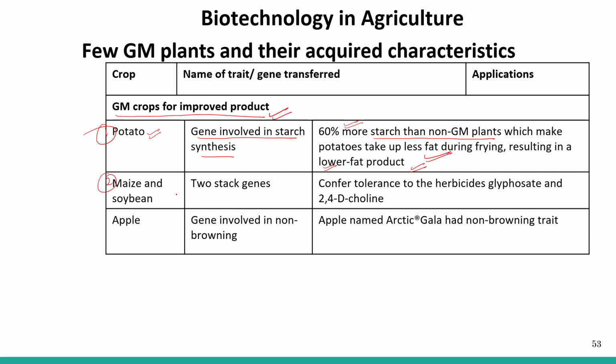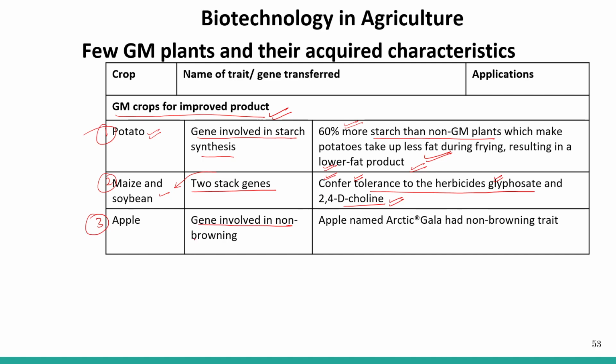Second is the maize and soybean. Two stack genes confer tolerance to the herbicides glyphosate and 2,4-D choline. These are the two herbicides used in the fields of maize and soybean. If this gene has been transferred to the maize and soybean, then they are tolerant to these herbicides.